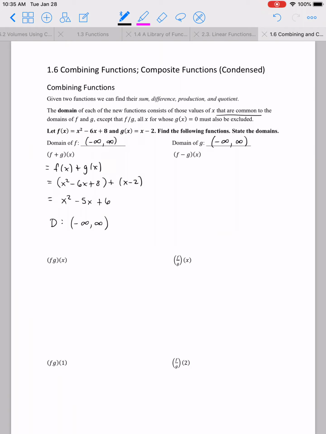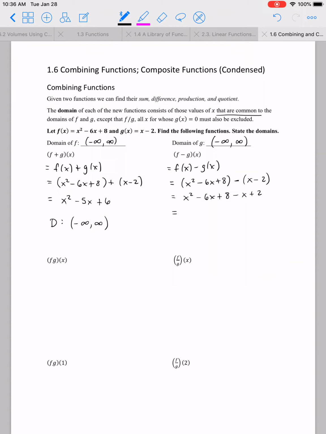So next we're going to do f minus g of x, which is f of x minus g of x. That's going to be, similarly, x squared minus 6x plus 8 minus, this time, x minus 2. Now we just need to combine again, but this time we have to distribute that negative sign. So we'll have x squared minus 6x plus 8, and then we have to do minus x and then minus negative 2, so plus 2.